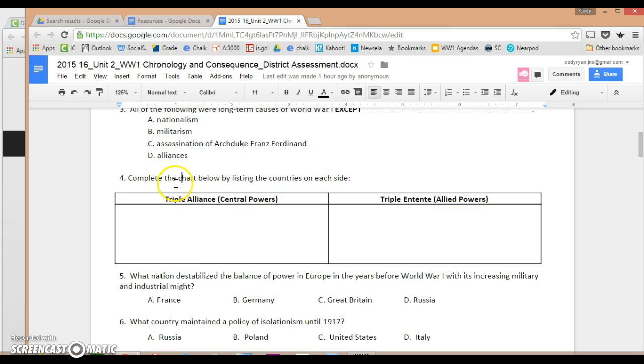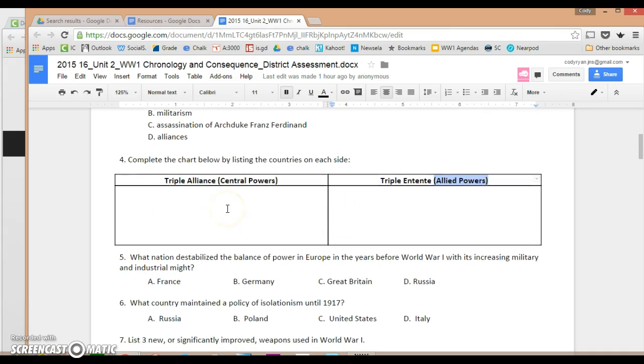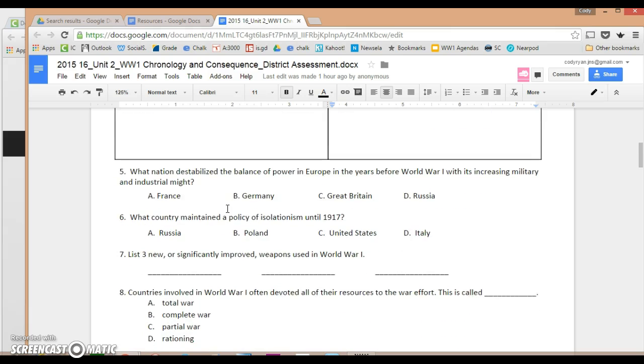Complete the chart. Number 4. You're putting 2 or 3 countries over here, probably 2 for Central Powers, is how we've been mostly talking about them, and then 3 for Allied Powers. Probably at least 2 over here and at least 3 over here. Number 5.